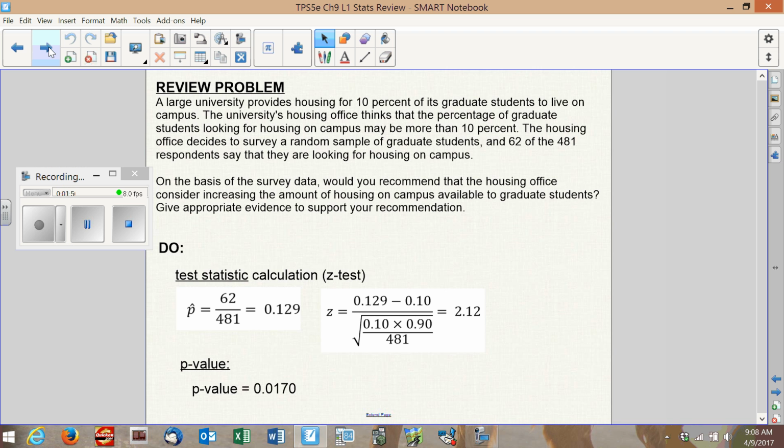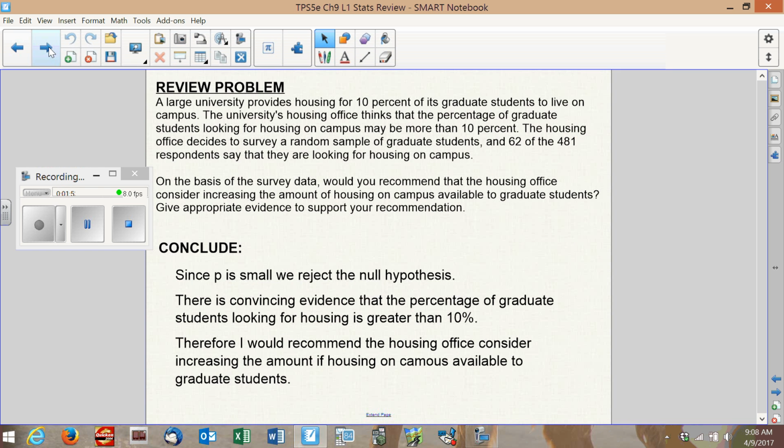So for our conclusion, remember that is less than 5%. So since p is small, you reject the null hypothesis. There's convincing evidence that the percentage of the graduate students for housing is greater than 10, and therefore you would recommend that they consider increasing the housing.